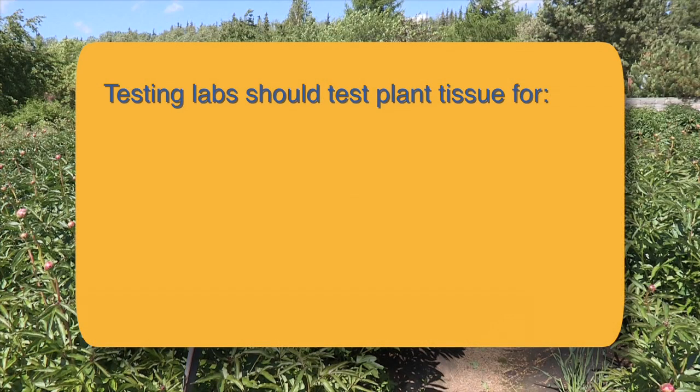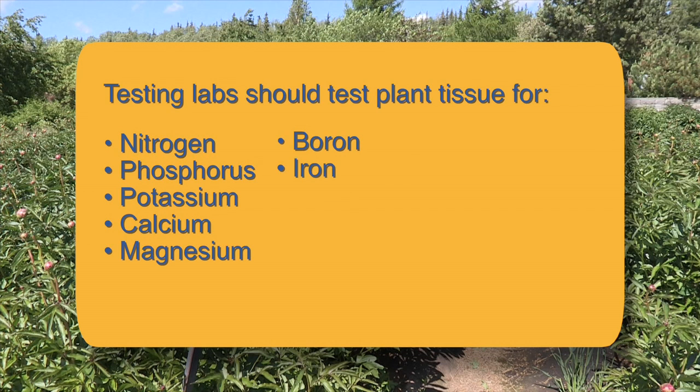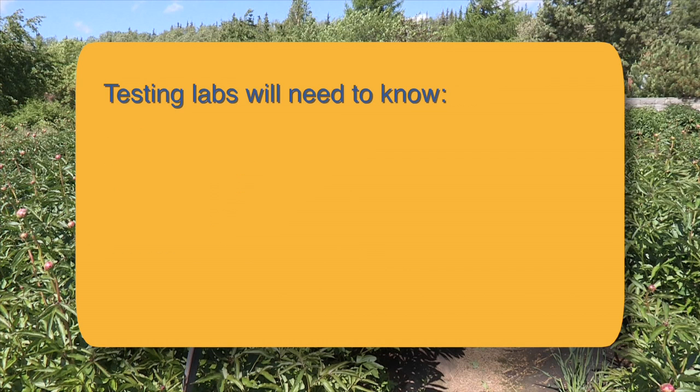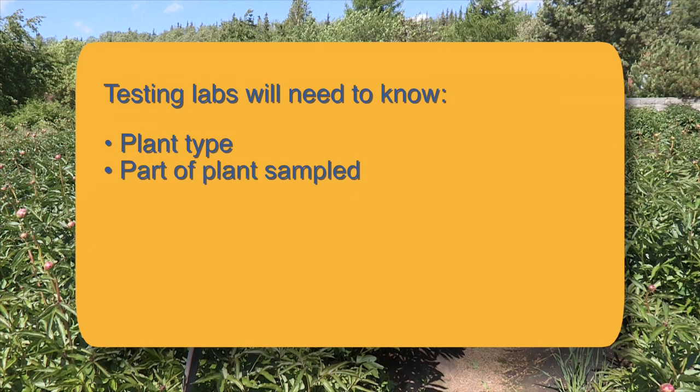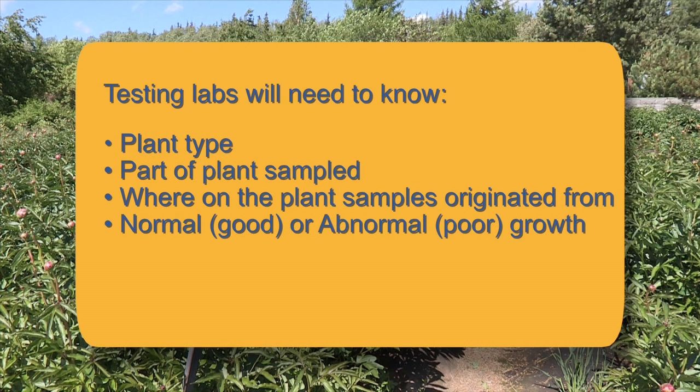For plant tissue analysis, you'll want a lab that will do the following standard plant tissue analysis: nitrogen, phosphorus, potassium, calcium, magnesium, plus the trace elements boron, iron, manganese, copper, zinc, and aluminum, as well as determine the elemental ratios of the major nutrients. The lab will need to know the plant type, what part of the plant was sampled, and where on the plant the samples originated from. In this case, the information would be the uppermost, full set of leaves from the peonies. They will also want to know if the sample came from a normal or good growth plant or an abnormal or poor growth plant.